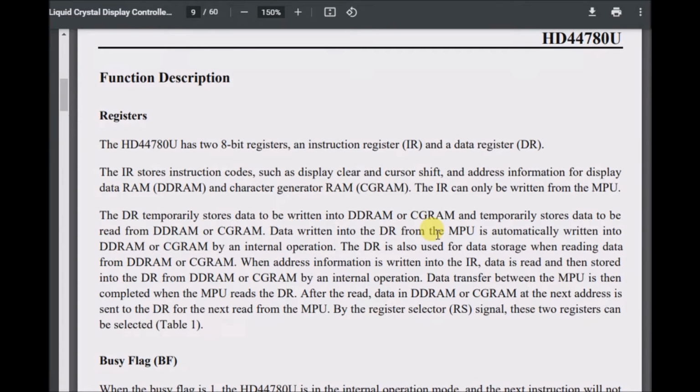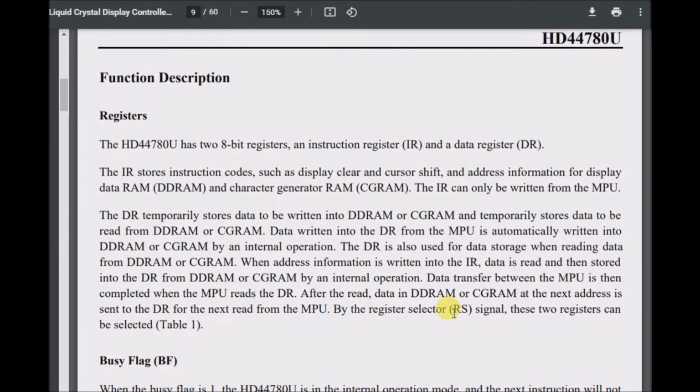Data transfer with the MPU is then completed when the MPU reads the DR. After the read, data in DD-RAM or CG-RAM at the next address is sent to the DR for the next read from the MPU. By the register selector RS signal, these two registers can be selected.